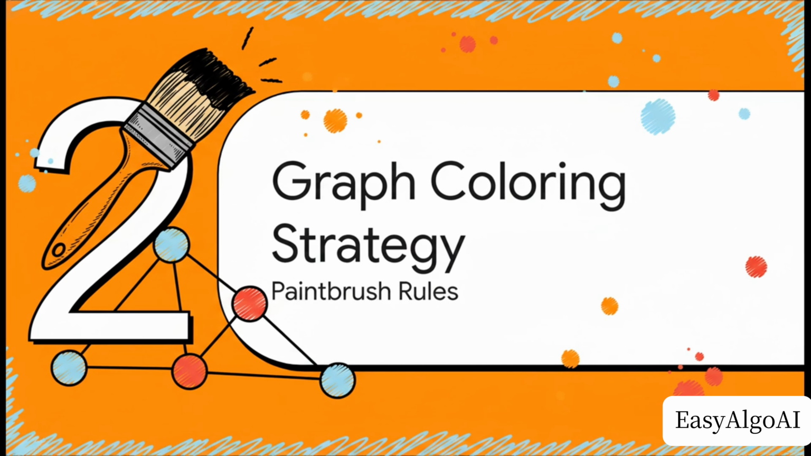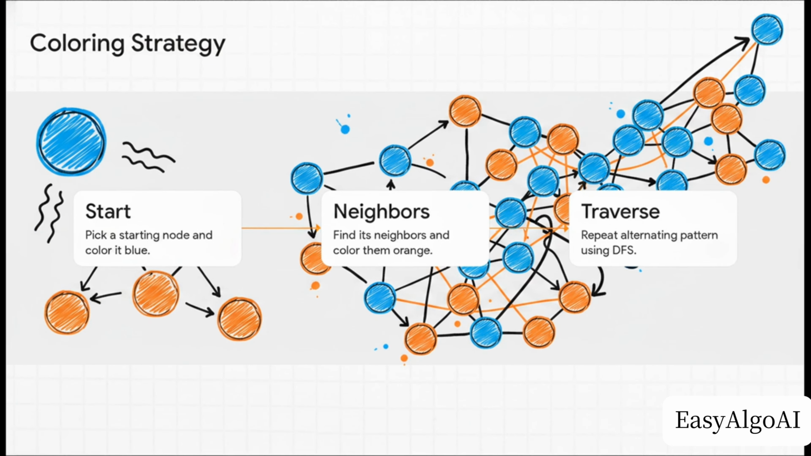Moving right along to section 2, the graph coloring strategy, or as I like to call it, the paintbrush rules. So we're going to transition from that abstract idea of sets into a super practical, highly visual strategy. We are literally going to use blue and orange paint. Here's how it goes. First, you pick a starting node and color it blue. Second, find all of its immediate neighbors and paint them orange. And third, we just repeat this alternating pattern as we travel through the graph.